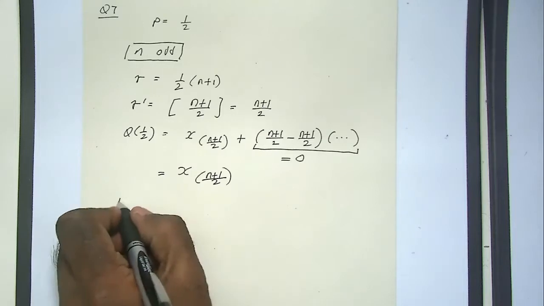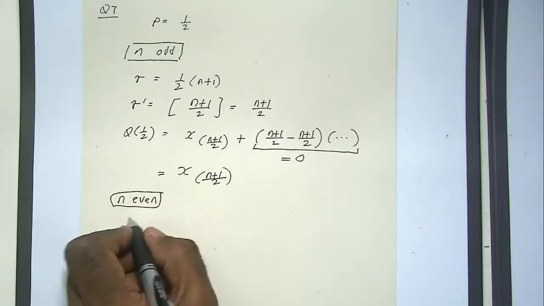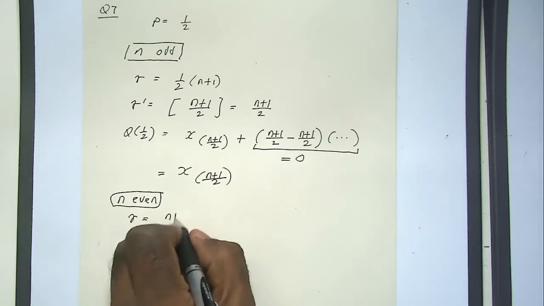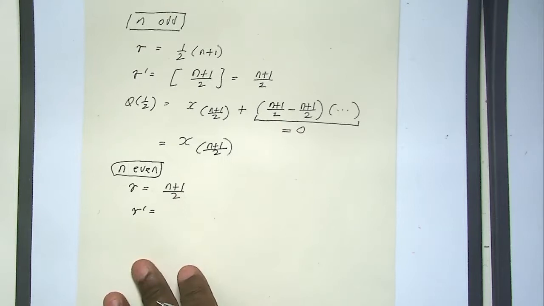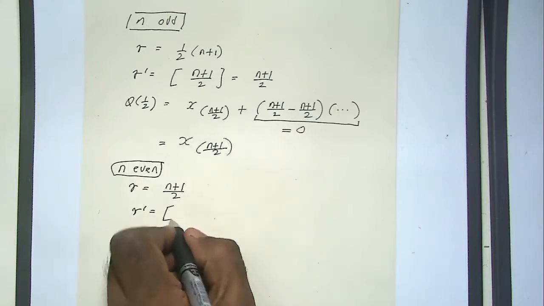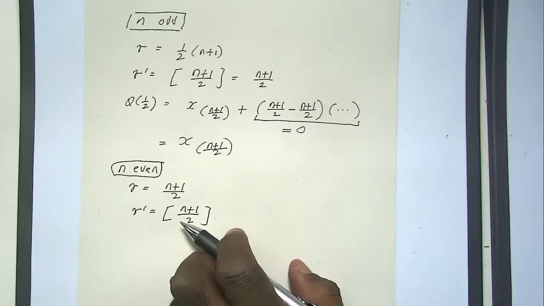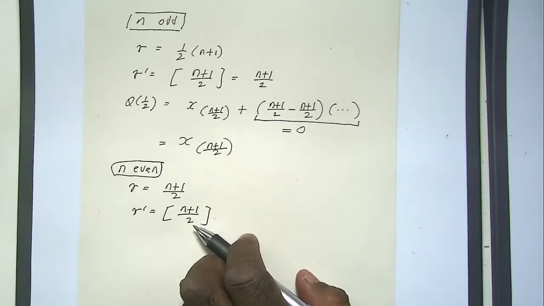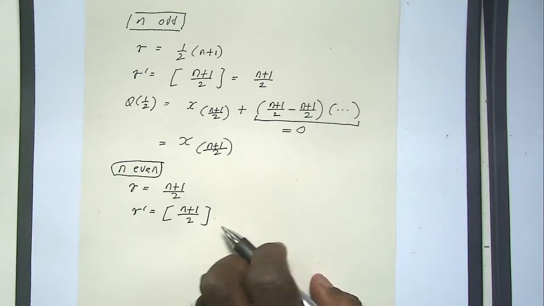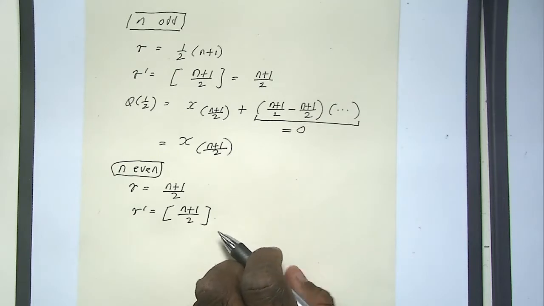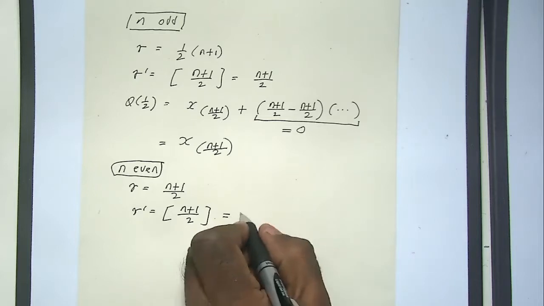Right, now if n is even, r is n plus 1 by 2. r prime is the integer part. Now if n is even, n plus 1 is an odd number, and an odd number divided by 2 is not an integer. So what's the integer part? The integer part will be n over 2. Okay.